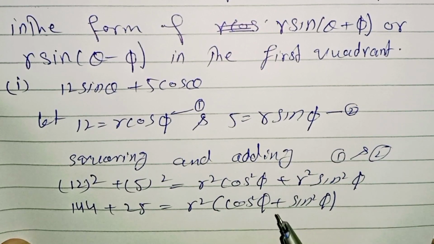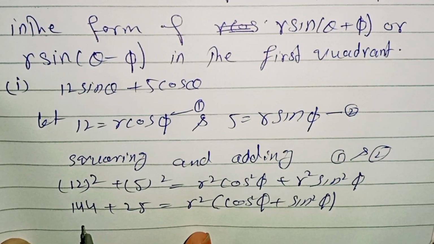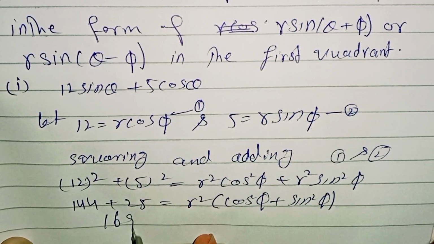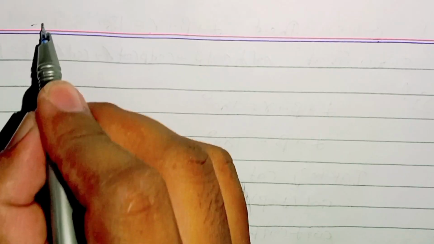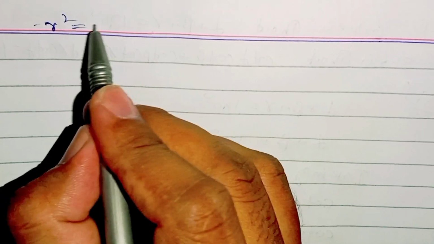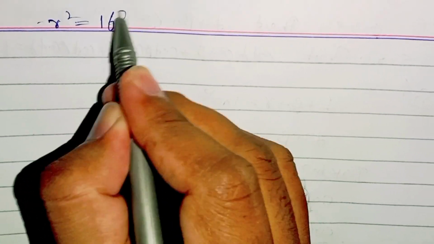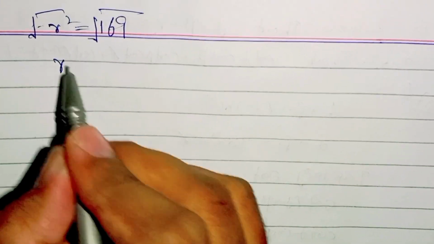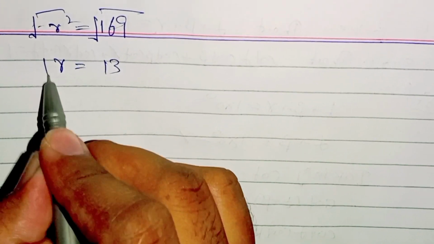We know that cos square phi plus sin square phi is equal to 1, and 144 plus 25 is equal to 169, which is equal to r square. Since r square is equal to 169, taking square root on both sides, r is equal to 13.